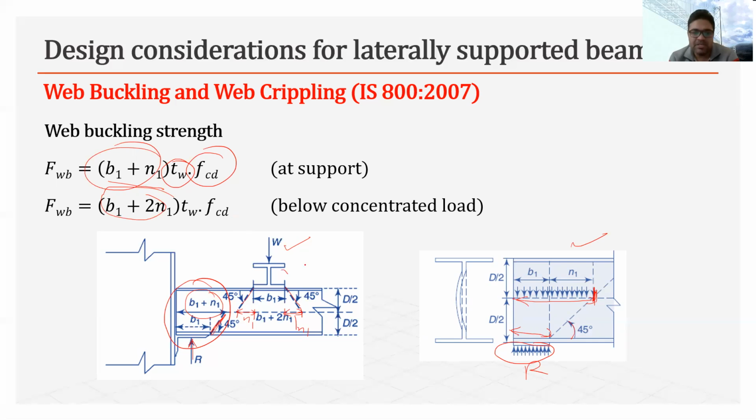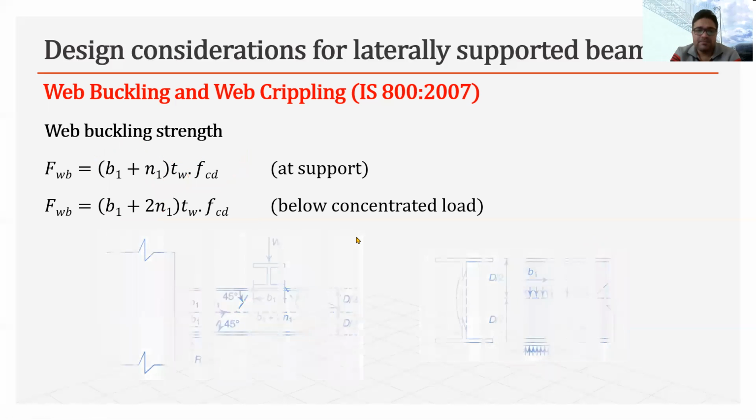Similarly, in this case, B1 is the width of flange when we find out the web buckling strength under the concentrated load. So this is how we find out the buckling strength. Now, the point is, how do we find out this FCD? Because FCD is dependent on the slenderness ratio.